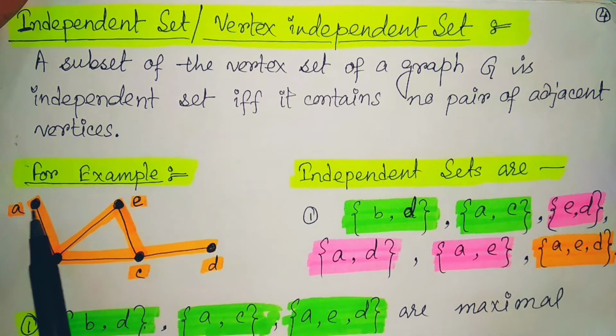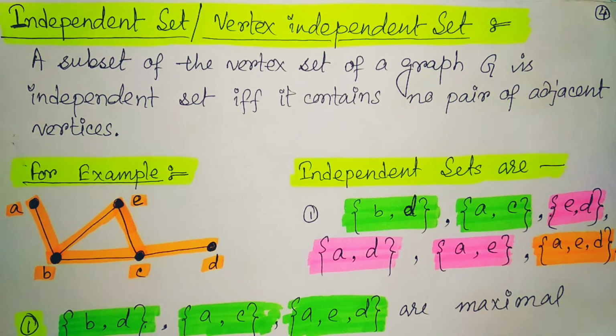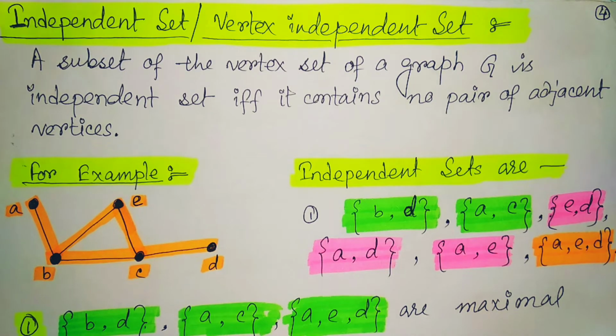And one more, it is AED. So these three are there. Among AED, no connectivities are there. No one is adjacent to each other. So all these we can see as the independent set.